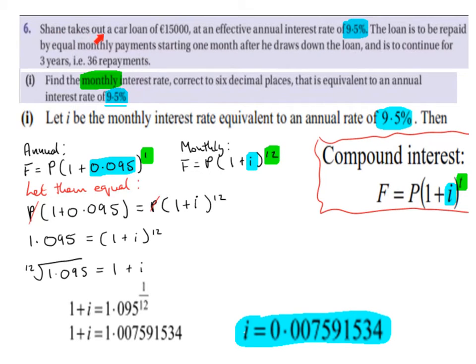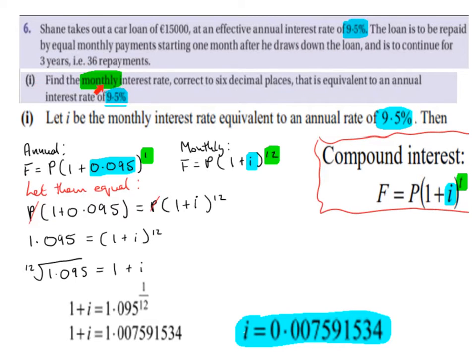Shane takes out a car loan of €15,000 at an effective annual interest rate of 9.5%. The loan is to be repaid by equal monthly payments, starting 1 month after he draws down the loan, and is to continue for 3 years, i.e.